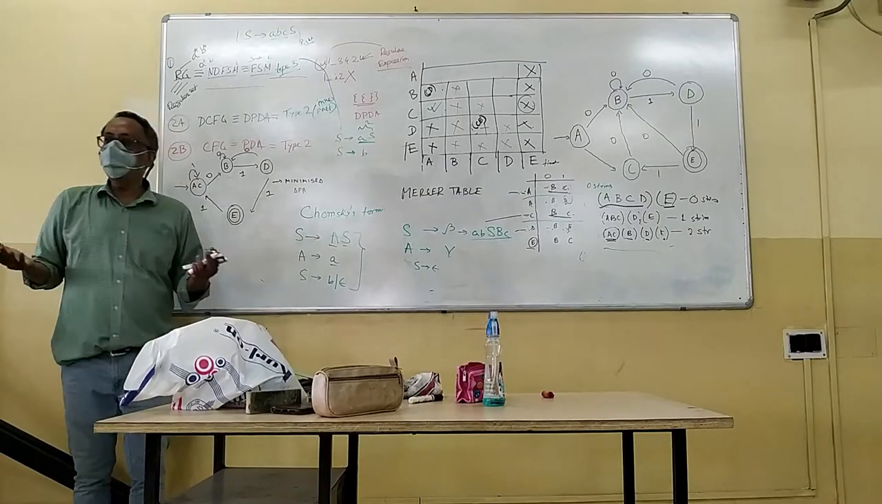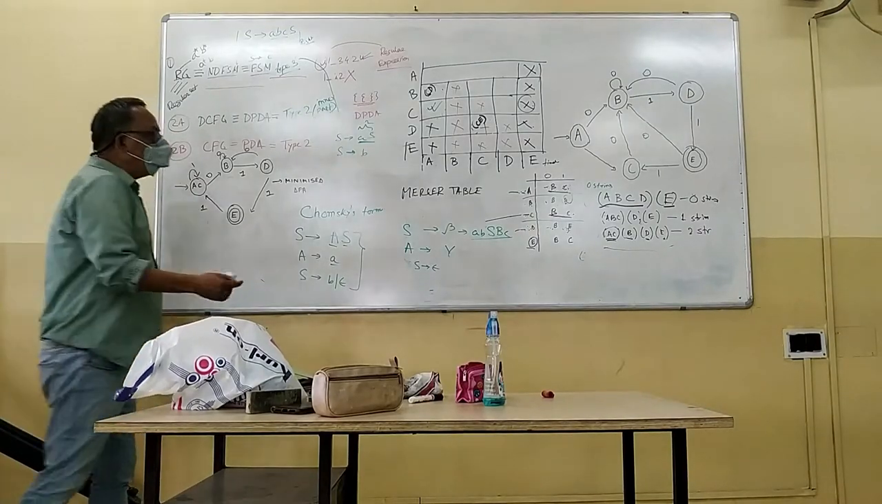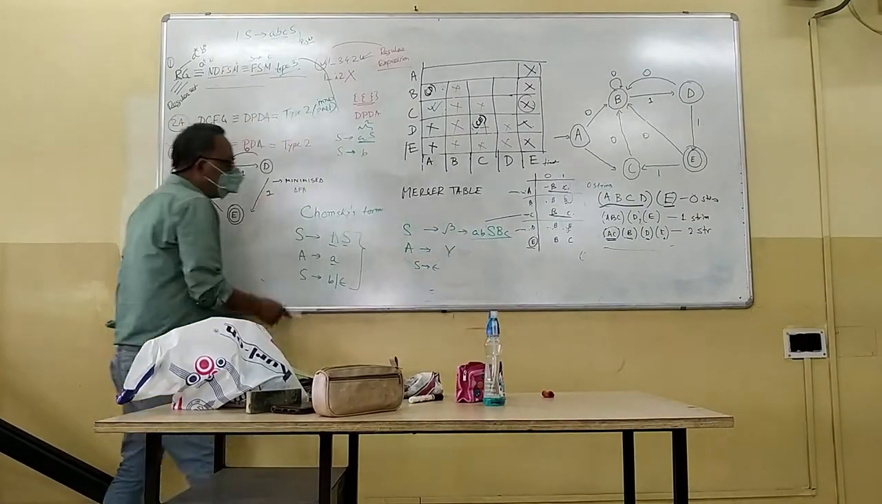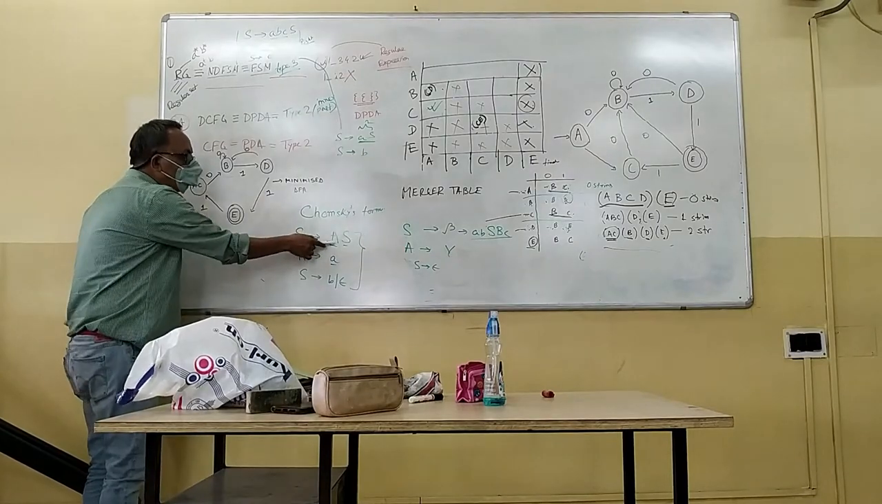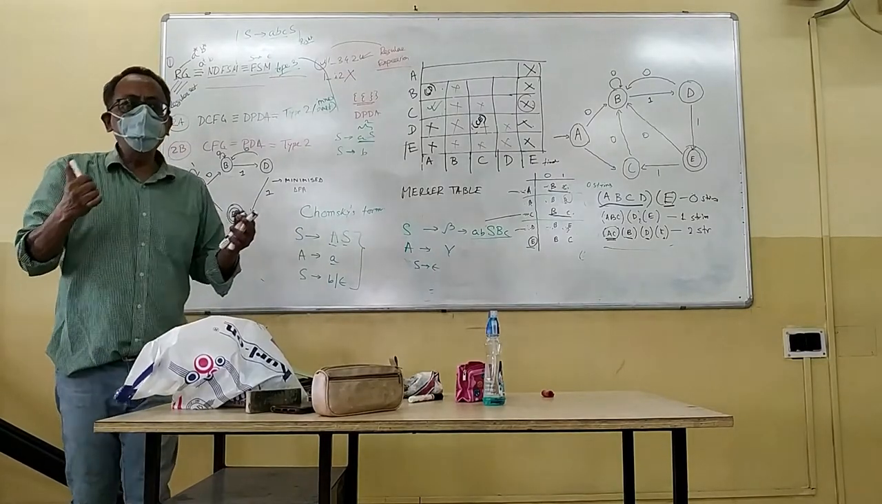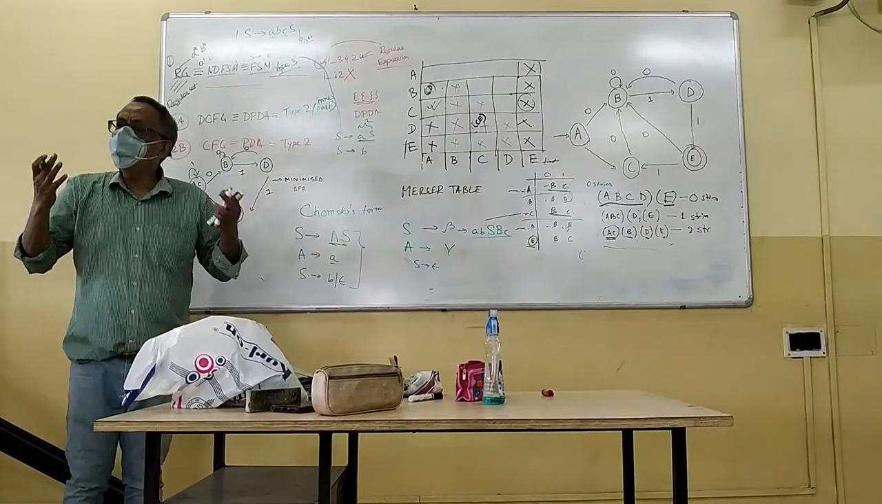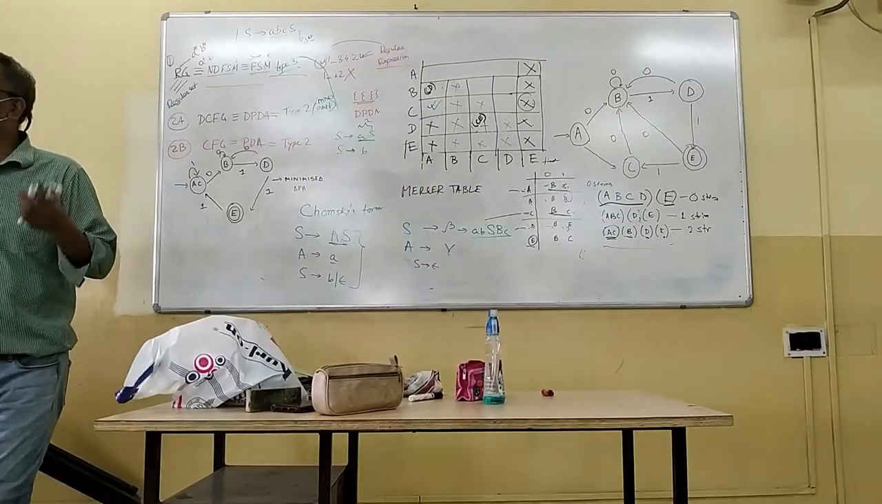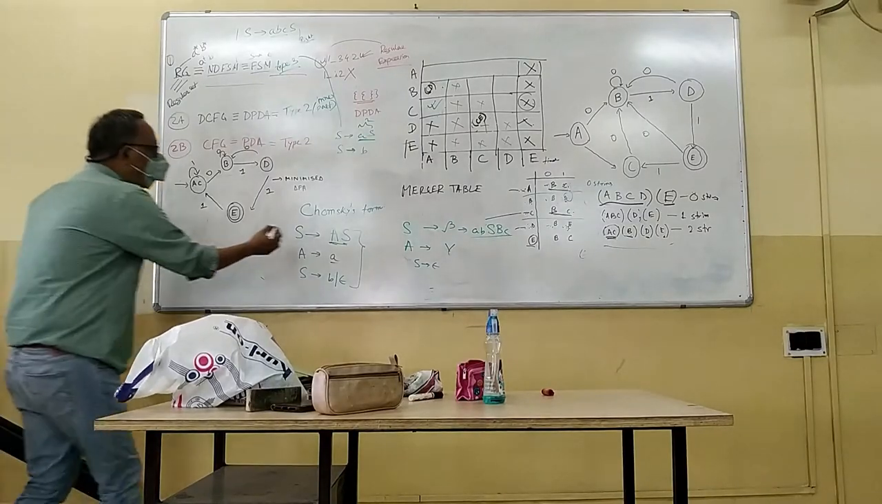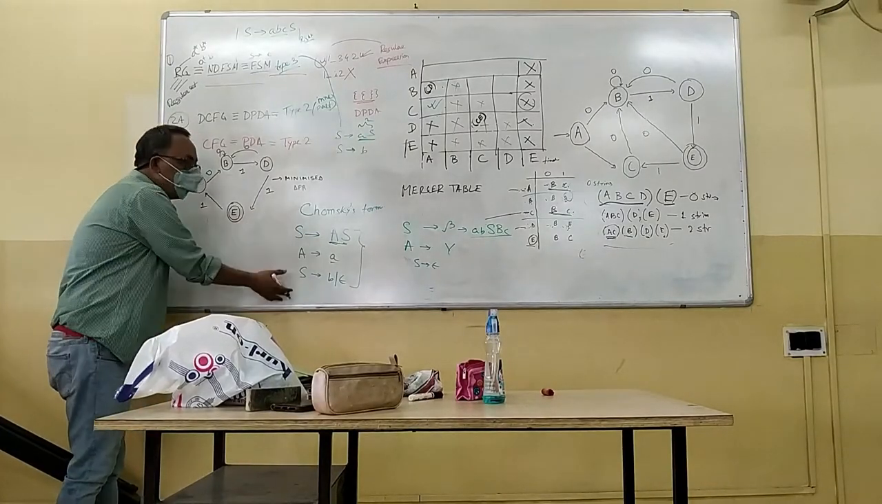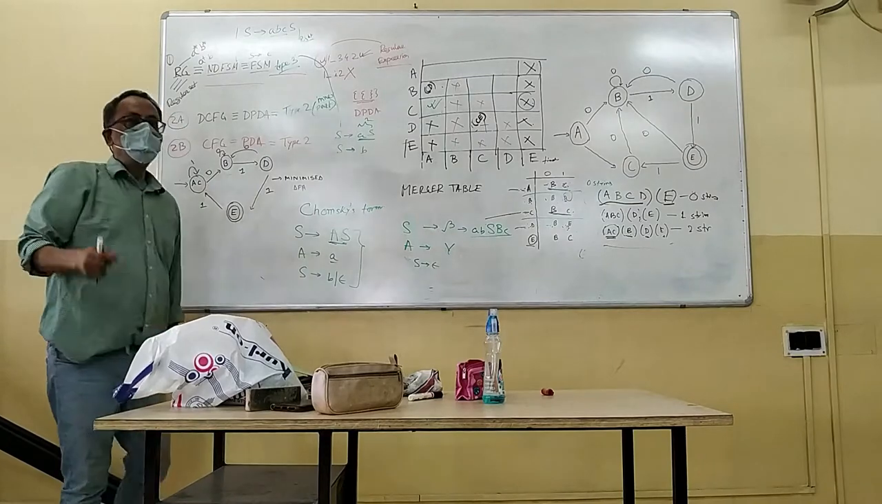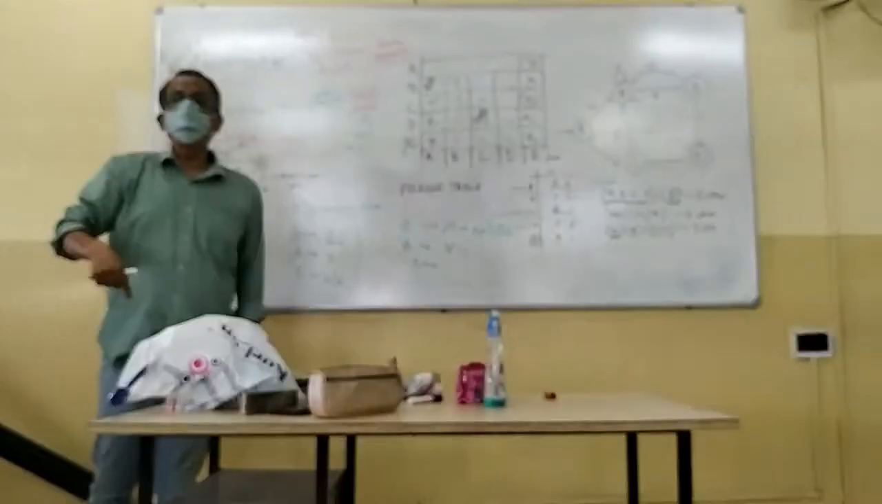What is the advantage of Chomsky's normal form? For human, this is easy. For computer, it is easy. Why? Can you tell me what is the advantage of 2 here? It's a binary tree. Whenever the parsing is done, it will be a binary tree. Always remember parsing will always go to a binary tree.